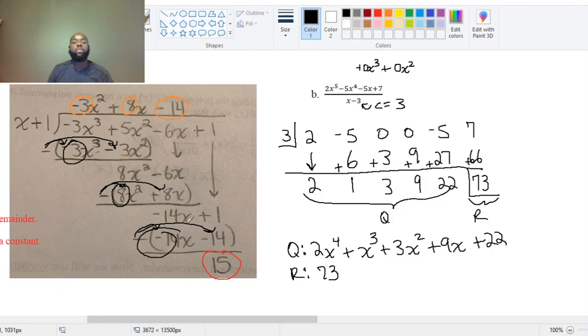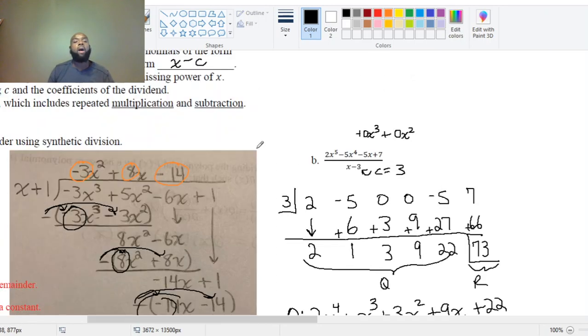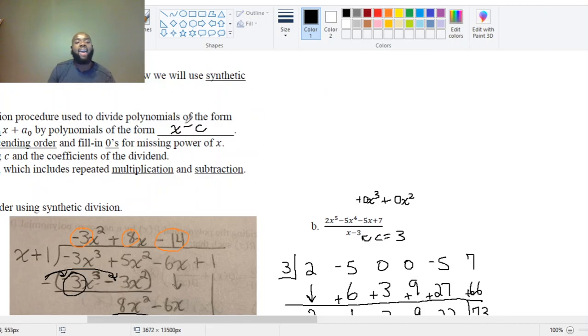So we don't have to go through this process of doing long division, but we always have to remember, we still need to know how to do long division because synthetic division only works when our divisor is written in the form x minus c. All right, or x plus a number or x minus a number, same thing. All right.